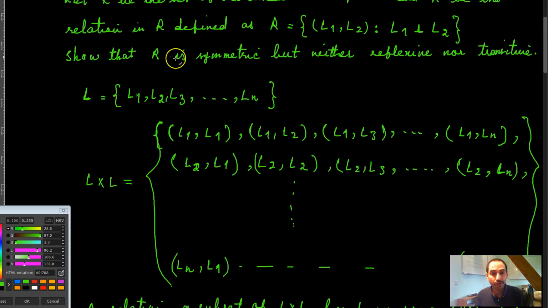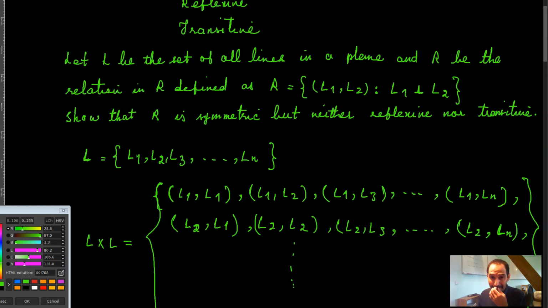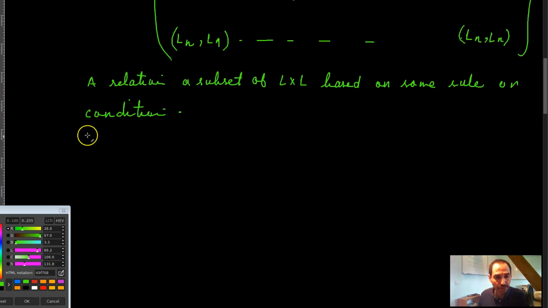Now, you want to show that R is symmetric but neither reflexive nor transitive. These conditions are simple. There is nothing very complicated about them, so let's go through them one by one. First, we wanted to show that R is symmetric.